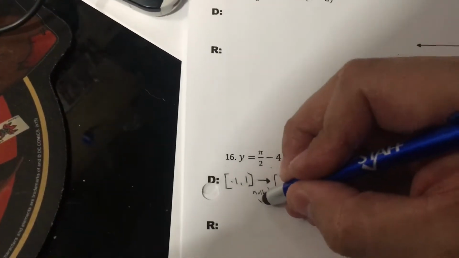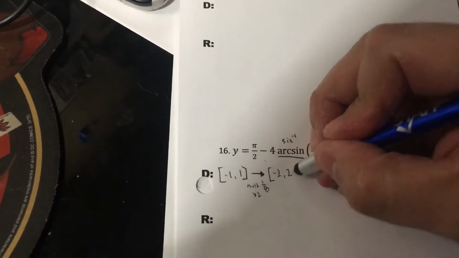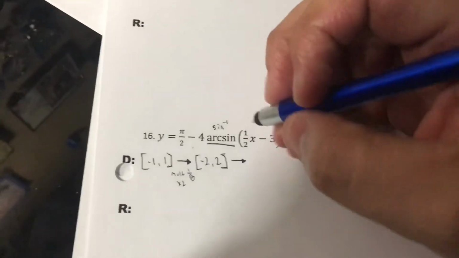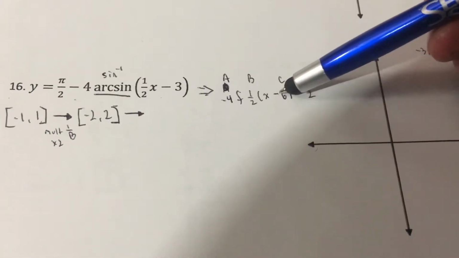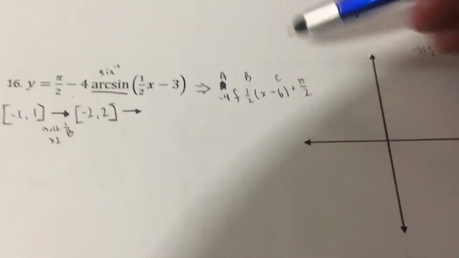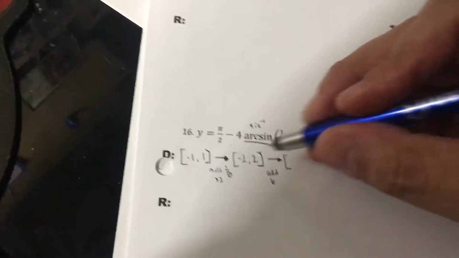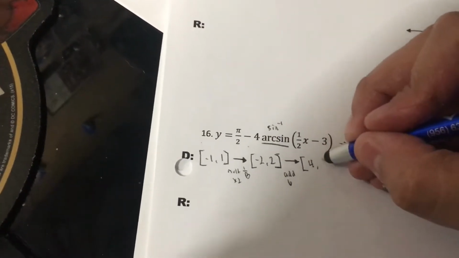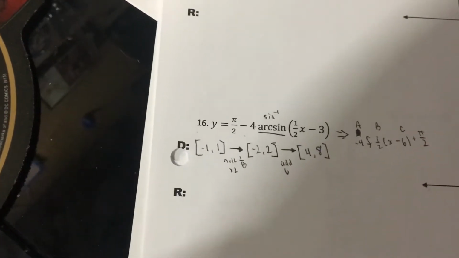So 2 times -1 is -2, and 2 times 1 is +2. Next thing I want to do, since it says a minus here, guys, I want to add. So this one is just a little bit weird. I'm going to add 6 here. So -2 plus 6 is +4, and 2 plus 6 is 8. So my domain for this one is equal to 4 and 8.